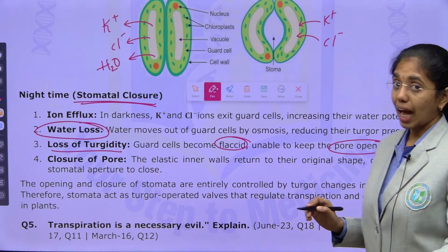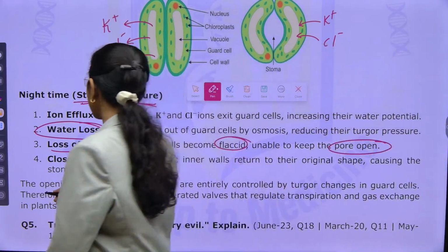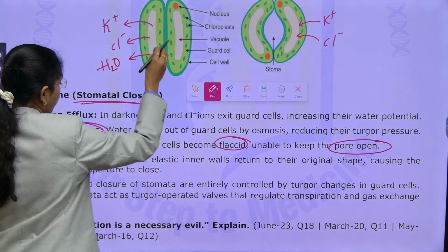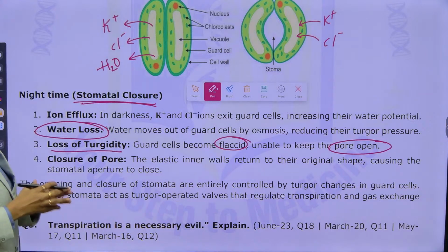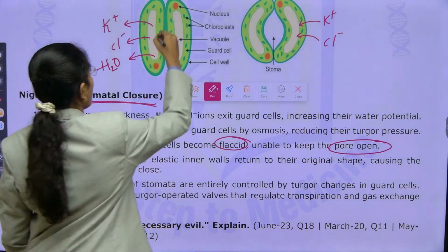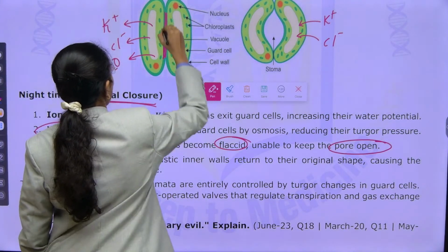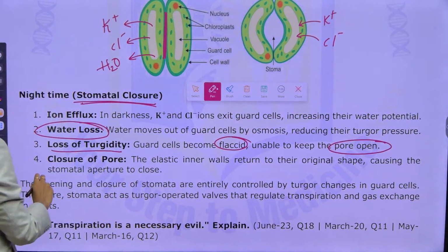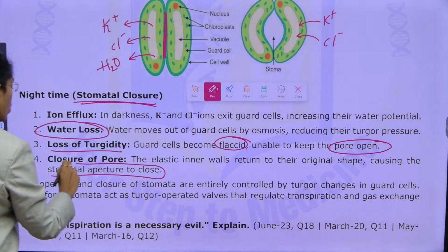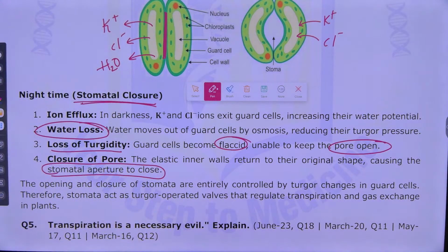Lastly, closure of the pore. How will the stomatal pore be closed? The elastic inner walls will return to their original shape. The elastic inner walls will get back to their original shape. This will cause the stomatal aperture to close.